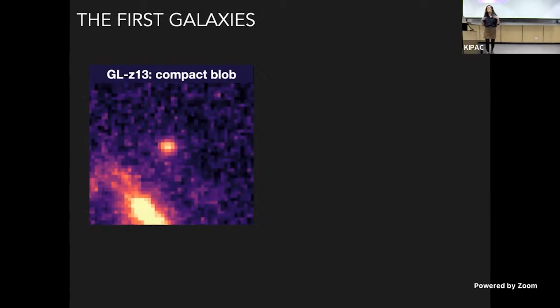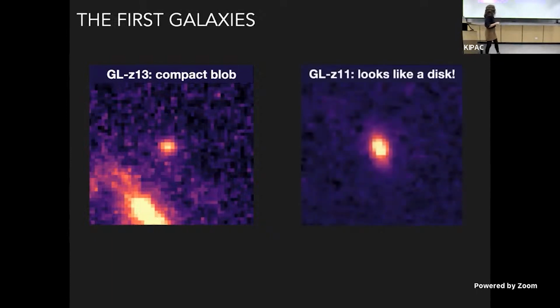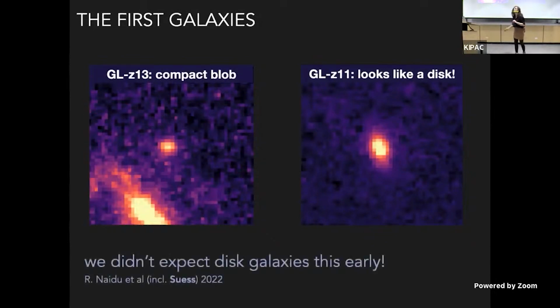The other thing about these first galaxies is that they don't look quite like what we thought. So these are the two galaxies from Rohan's paper. This one is about what we expected. It's a little compact blob. I know this is not nearly as beautiful as the data I showed you earlier, but these are, again, looking back in time to when the universe was 2% of its current age.